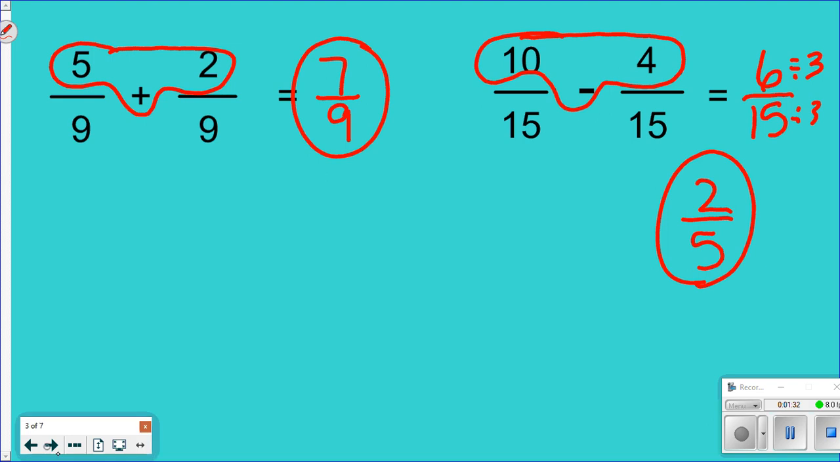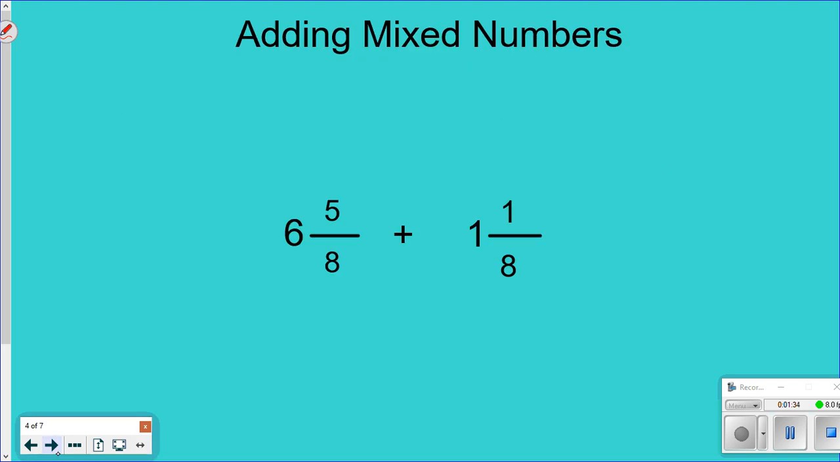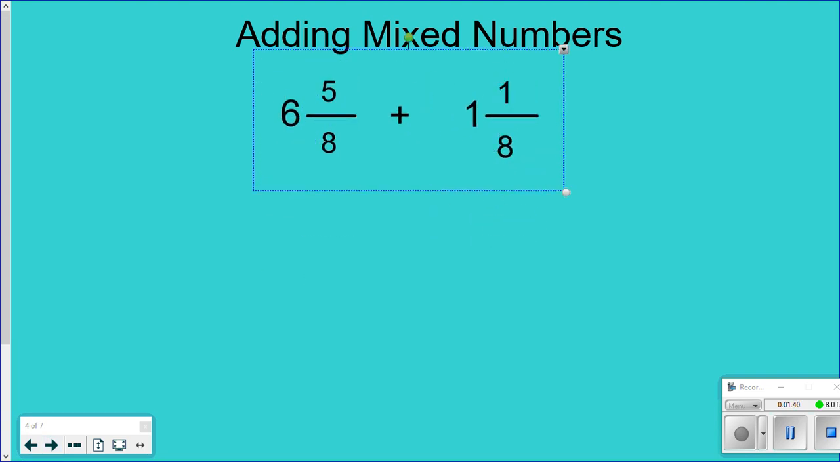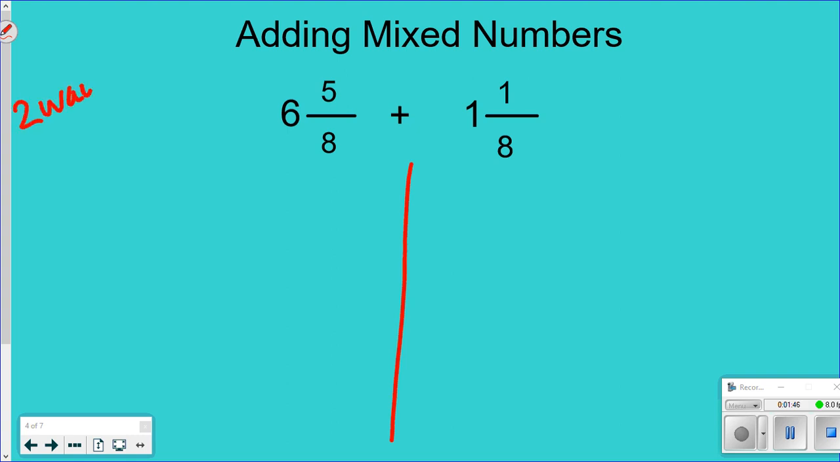So really, I'm not too worried about this. One thing I'm concerned about, though, are mixed numbers. And I think this is something we need to talk about and pay a little closer attention to. Now, last year, I taught you two ways to do this, and I'm going to do the same thing again. Two ways. This is going to be number 1, and this is going to be number 2 over here.